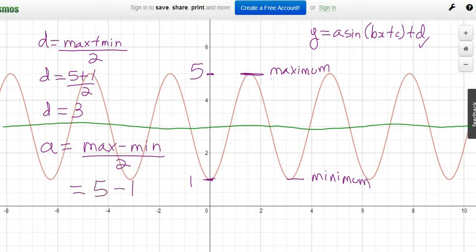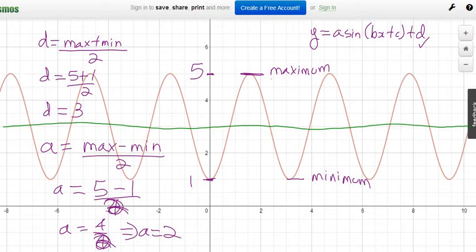So the max is 5, the min is 1. 5 minus 1 over 4 is 4 over 4. Wait a sec, sorry, over 2. 4 over 2 is 2. Okay. So from the maximum and the minimum, we can get the midline and we can get the amplitude, right? Those are the two easy numbers. Next up, we want to figure out the period.